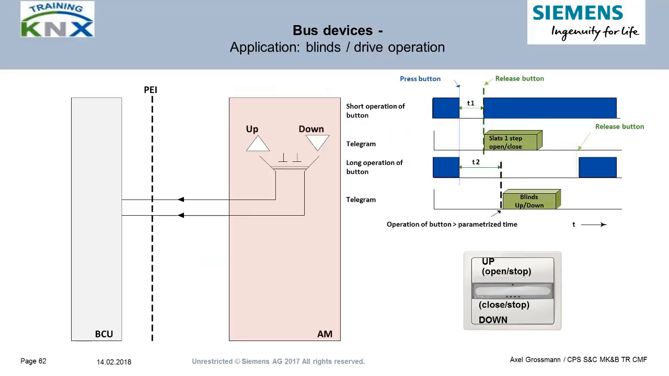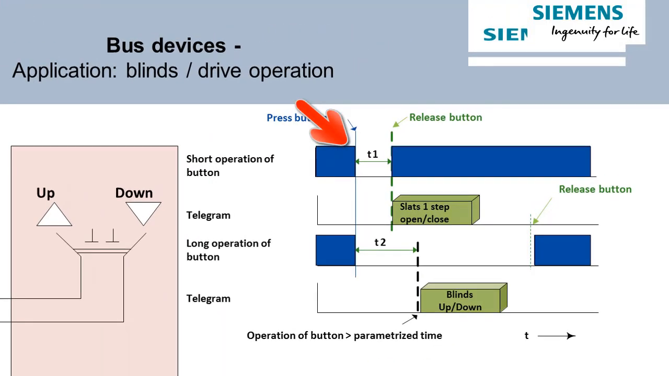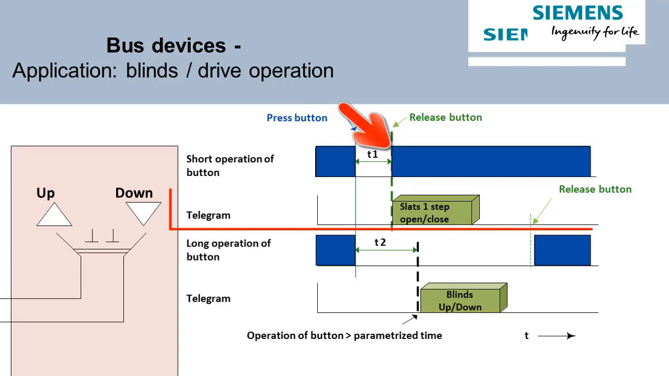How does the user function blinds operation work on the timeline? When the button is pressed, a timer is started. If it doesn't expire until the button is released, T1, the step telegram is sent. The reaction to this telegram depends on the state of the actuator in that moment. If the up or down contact is closed, that means the motor is spinning, it will be opened and the motor stops. If the motor doesn't run, because neither contact is closed, there will be a short step movement.